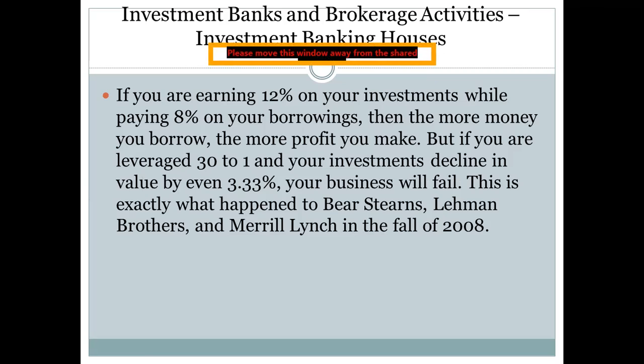But if you are leveraged 30 to 1 and the investments decline in value by even 3.33%, your business will fail. This is exactly what happened to Bear Stearns, Lehman Brothers, and Merrill Lynch in the fall of 2008 during the financial crisis.